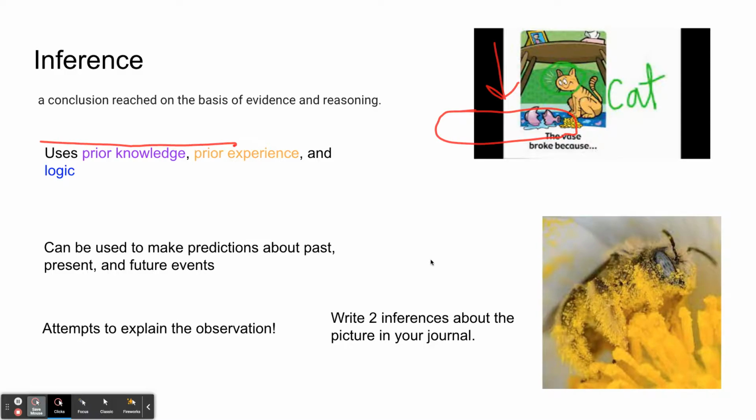So I want you to pause the video again after you answer the questions in Edpuzzle and write 2 inferences about this bee picture, the one with all the pollen stuck to the bee. Why does that happen? Why is the bee fuzzy? Why is the pollen there? Okay, so I want you to come up with 2 inferences on that picture. So go ahead and pause and do that.